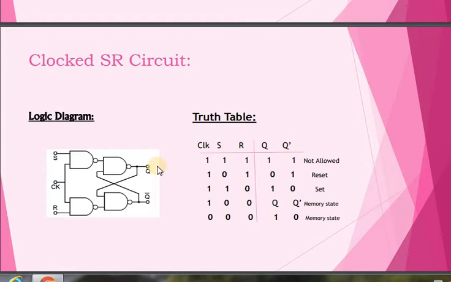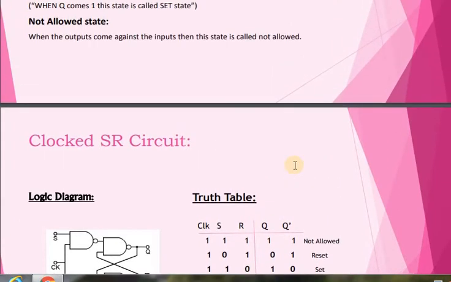Here you should have a clear understanding of the NAND gate, then only the working of this circuit will be easy for you. This is when the clock signal is 1. If the clock signal is 0, it is in the memory state. So when both inputs are high, it is not allowed. So this is the working of the clocked SR circuit.